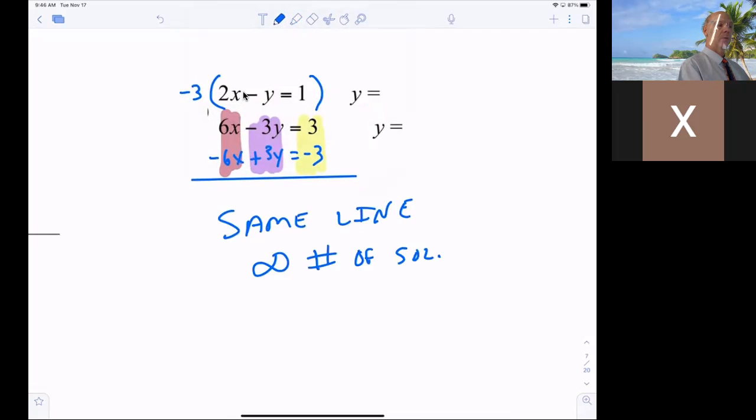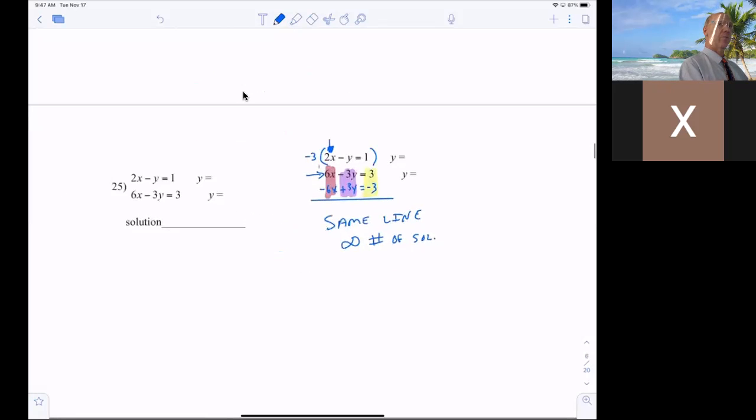Where did you get negative 3 from when you multiply? I'm trying to eliminate the x. So I'm trying to make this a negative 6. So what do I multiply to make it negative 6? Negative 3. Right. So you're just trying to eliminate the x, multiply the other one by that. That's what we did on Friday, I think.